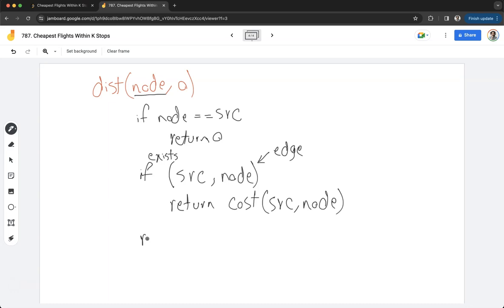Otherwise, return infinity, because you cannot reach that node with 0 stops. There's no way. Make sense? So this is the base case, and we have the recursive formula. Let's go and implement this dynamic programming approach.